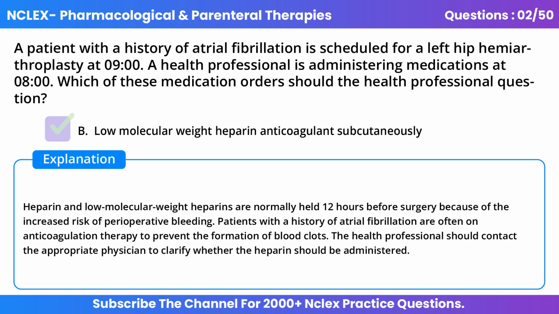Heparin and low molecular weight heparins are normally held 12 hours before surgery because of the increased risk of perioperative bleeding. Patients with a history of atrial fibrillation are often on anticoagulation therapy to prevent the formation of blood clots. The health professional should contact the appropriate physician to clarify whether the heparin should be administered.